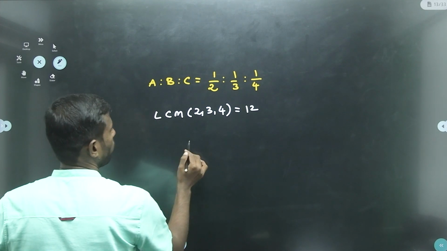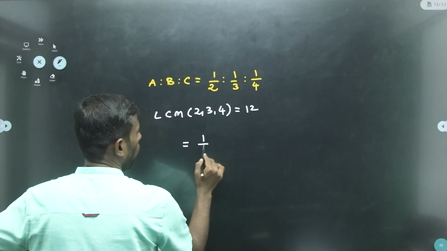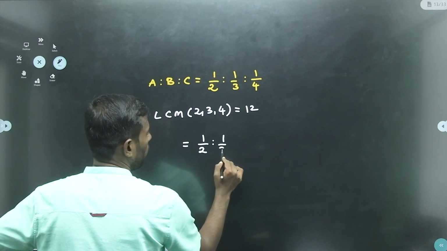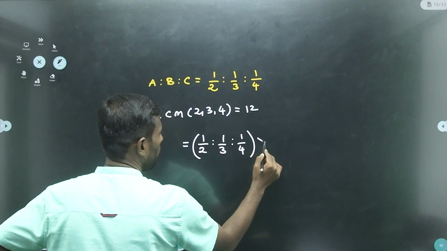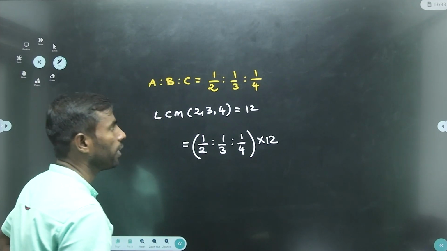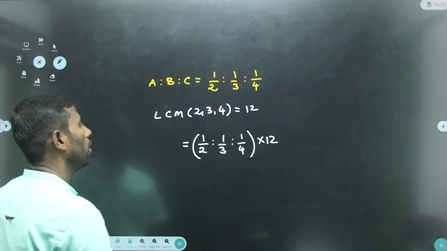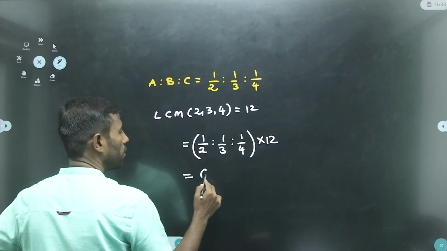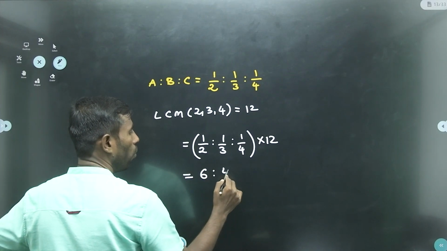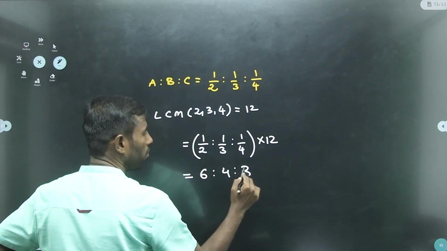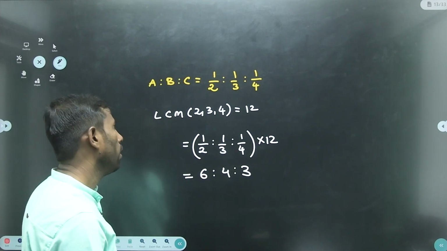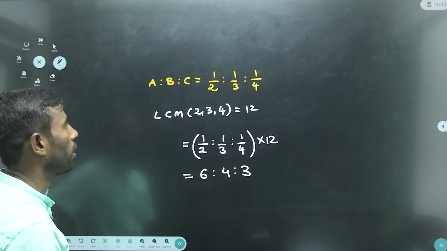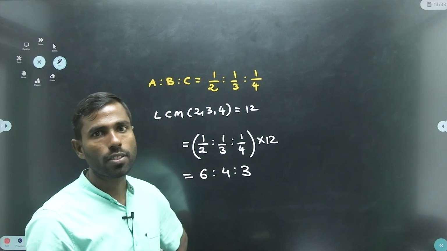Okay. Now 1/2 is to 1/3 is to 1/4. Multiply each fraction ratio value with the LCM of denominators. So 1/2 into 12 is 6, 1/3 into 12 is 4, 1/4 into 12 is 3. The simplified ratio of 1/2 is to 1/3 is to 1/4 is 6 is to 4 is to 3.